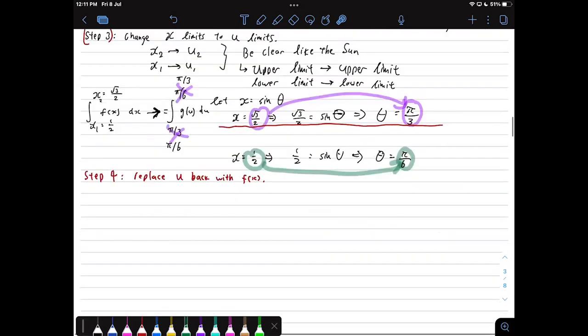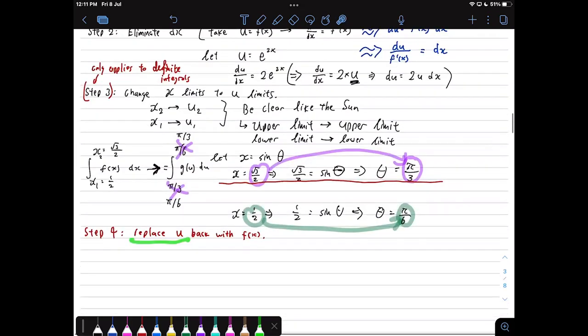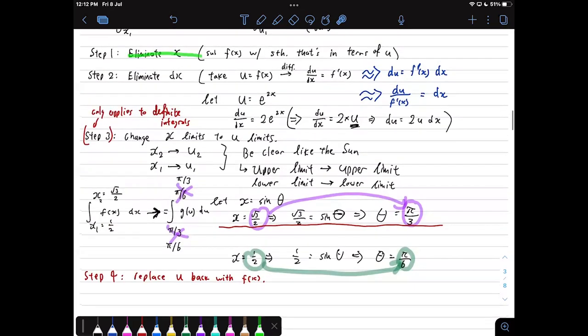I added an extra step 4. Replace the u back with f of x. This one is quite obvious. Please remember that. Okay? Eliminate x, eliminate dx, and then replace u back with f of x. If there is a definite integral, you have to change your x limits to u limits.